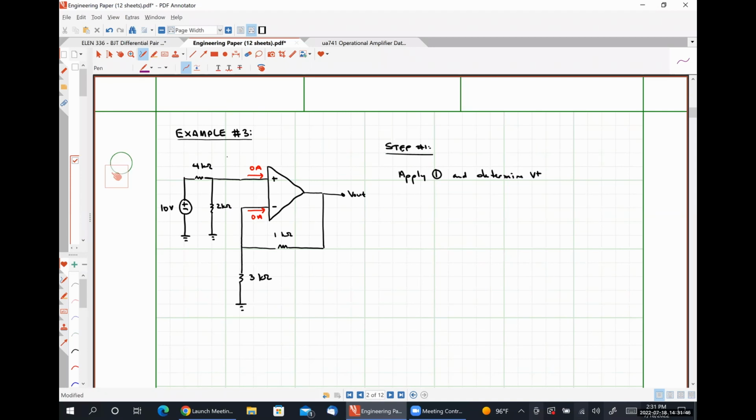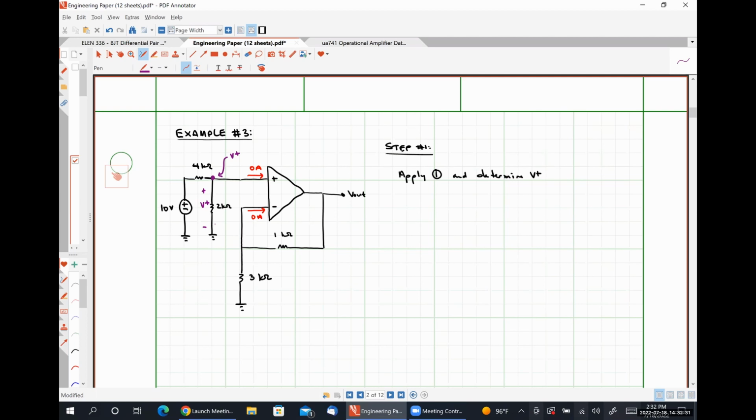So the first thing that I'm going to do is identify V plus. V plus is the voltage present at the non-inverting input node. Much like the output voltage, this is also a nodal voltage, which means that this voltage is measured with respect to ground. So in this case, V plus is the exact same thing as the voltage drop across this 2 kilo ohm resistor, since that's the difference between the non-inverting input node and the ground.